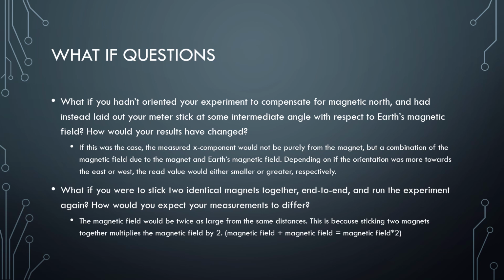What if you were to stick two identical magnets together end to end and run the experiment again? How would you expect your measurements to differ? The magnetic field would be twice as large from the same distances. This is because taking two magnets together multiplies the magnetic field by 2, as one magnetic field plus another magnetic field that are identical equals the magnetic field multiplied by 2.